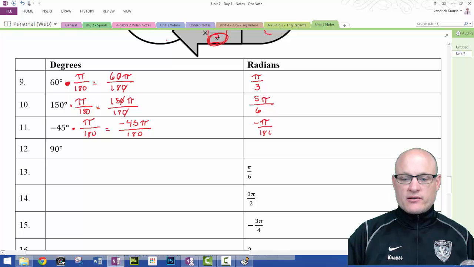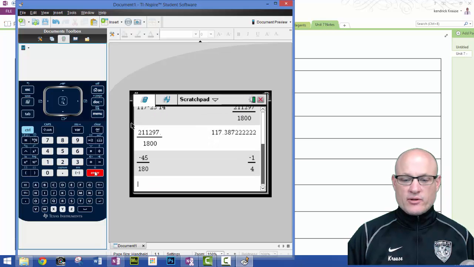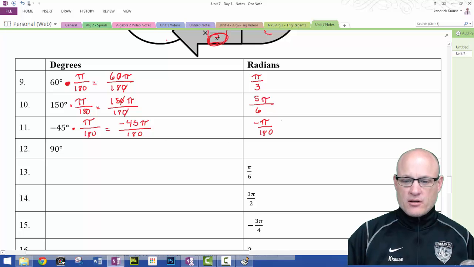Now the cool thing is, let me bring up the calculator real quick. Let's say you didn't know that, and you typed in negative 45 divided by 180. It will tell you it's 1/4, or negative 1/4 in this case. Oh, I just wrote down the wrong answer. Negative pi over 4, not 180.